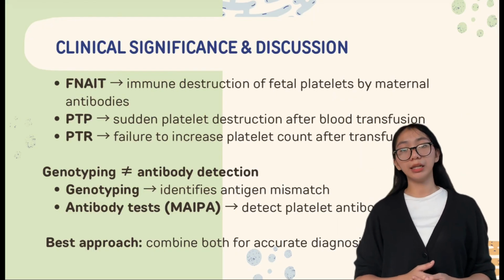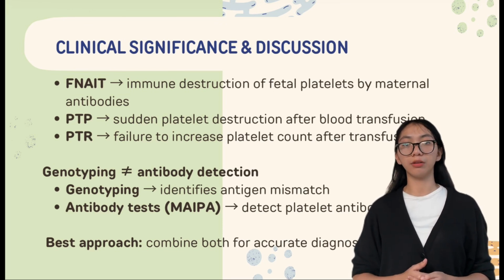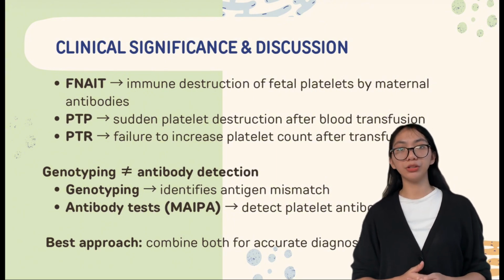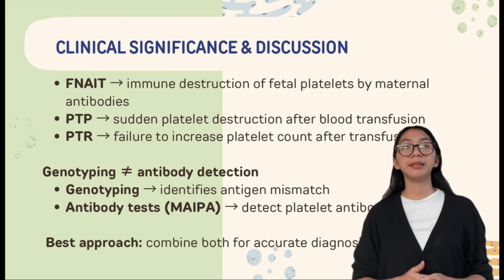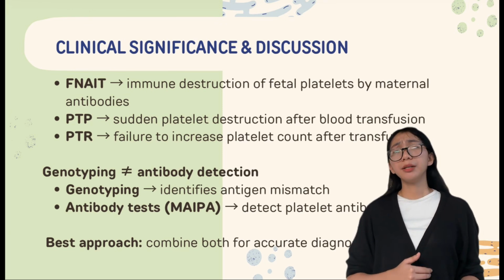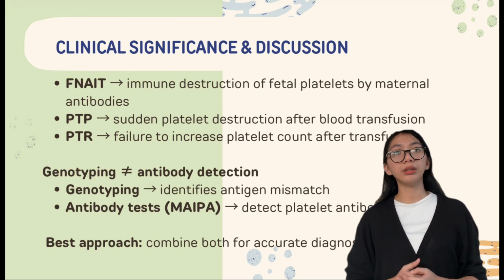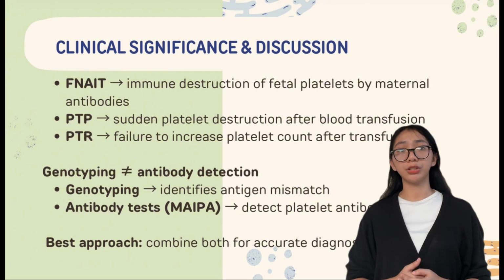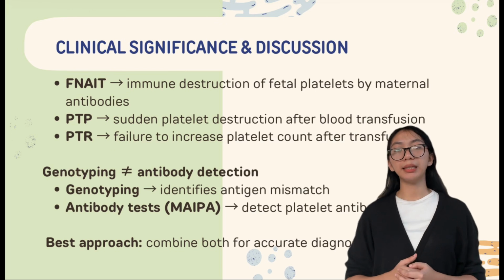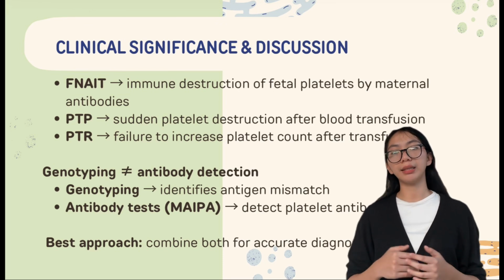Clinical significance. In terms of clinical application, FNAIT involves immune destructions of fetal platelet by maternal antibodies. PTP is a sudden platelet destruction after the transfusion. PTR is the failure of platelet count to increase after transfusion. It is important to remember that genotyping does not detect antibodies, it only identifies antigens mismatch, while antibody test detects platelet antibodies, so the best approach is to combine both methods for accurate diagnosis.